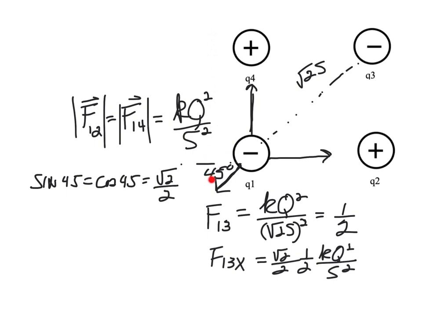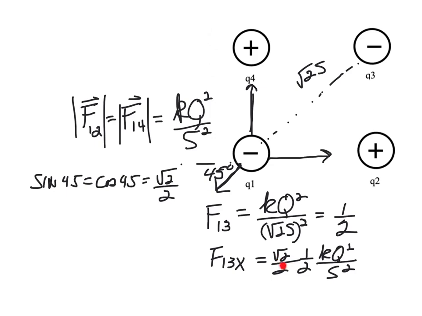So the angle's 45 degrees, and so the y component is going to be sine, the x component, well, sine and cosine, it's 45, it doesn't matter. They're equal to each other, and it's equal to the square root of 2 over 2, or 0.707. So when we take this vector, which has a coefficient of 1/2, and we multiply it by the sine or cosine, those two components are going to be equal.